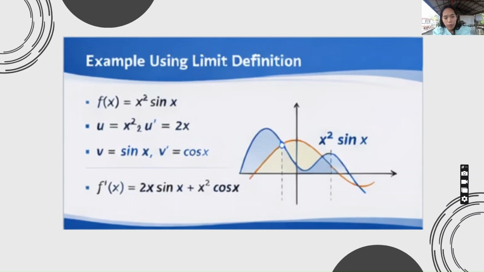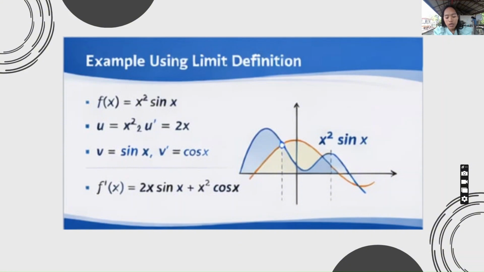So now we have the example using the product rule. Let's apply the product rule to f of x is equal to x squared times sin x. Step 1, identify u and v: u is equal to x squared and v is equal to sin x. Then step 2, compute their derivatives. u prime is equal to 2x and v prime is equal to cos x.